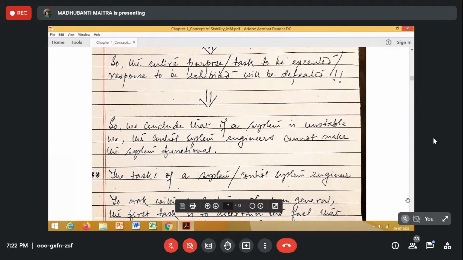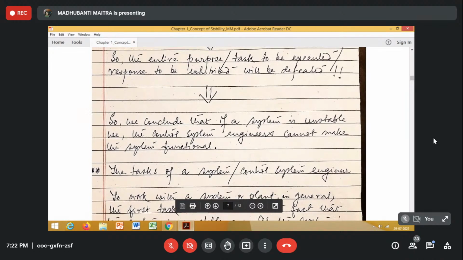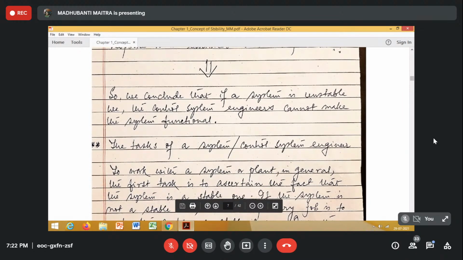So what is the task of the system engineers or control system engineers? The first task is, given a system, to find out the stability of the system, right? To judge whether the system is a stable one or not. If the system is a stable one, fine.